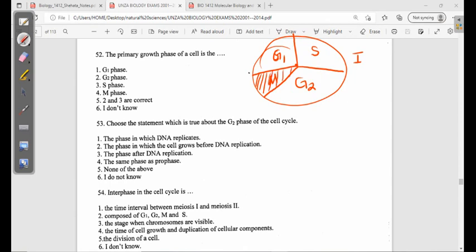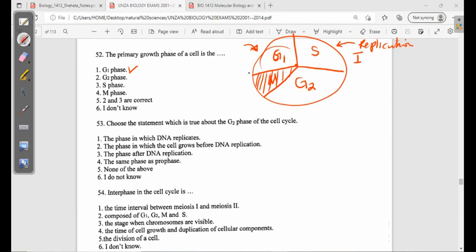So G1, this is where the first growth of the cell organelles gets to happen and the cell organelles get to grow. In the S phase, this is where we've got replication of DNA. And in the G2 phase, there is a continuation of the growth of the cell and making sure that the cell is ready for division. So the first growth is in G1.